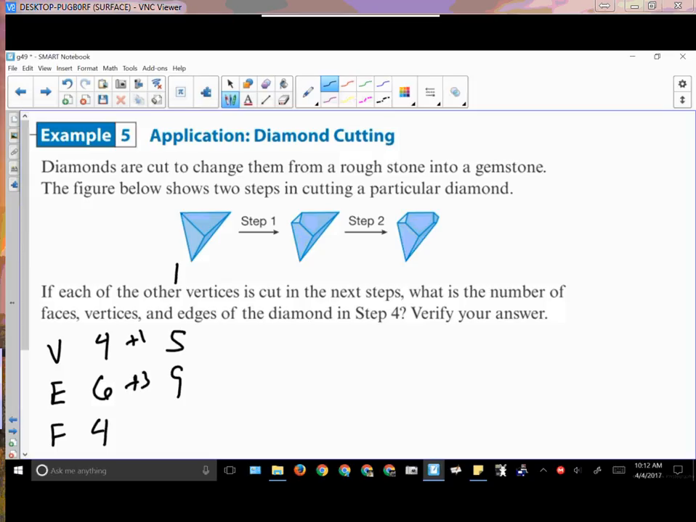And let's see, how many faces do I have? 5. So I added 1. So now that we've got this pattern down, I want to see if this actually works out for number 2. So my vertices now should be 6. Well, let's see if I count that out. I've got 1, 2, 3, 4, 5, 6, 7. Uh-oh, what went wrong?